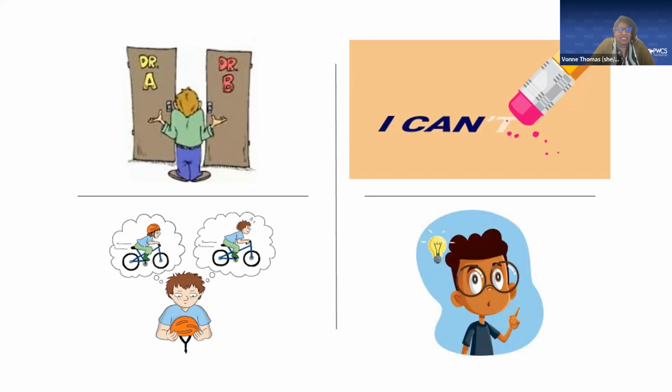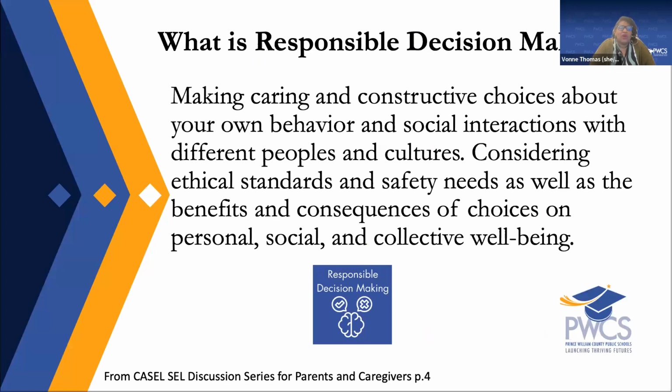But we can make decisions, but what we want students to know is how to make responsible decisions. So our last competency is responsible decision-making. And so what does that look like to them? So that looks like just the ability to make caring and constructive choices about personal behavior and social interactions across diverse situations. This includes considering ethical standards, safety concerns, and being able to evaluate the benefits and consequences of various actions for personal, social, and collective well-being, right?